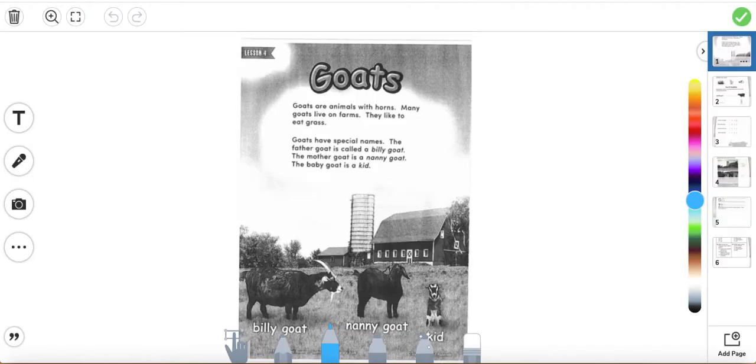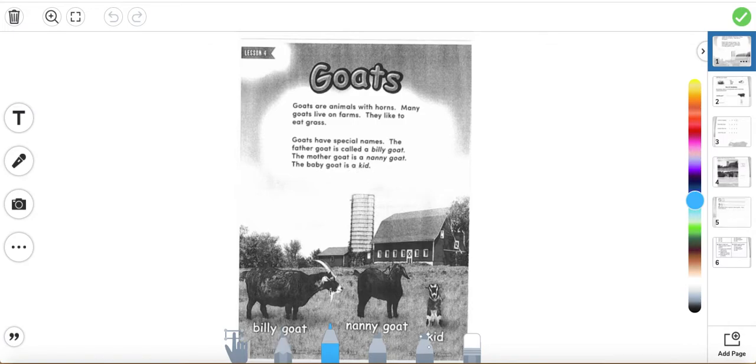Next, we're going to move on to the reading packet. Goats. Goats are animals with horns. Many goats live on farms. They like to eat grass. Goats have special names. The father goat is called a billy goat. The mother goat is a nanny goat. The baby goat is a kid.